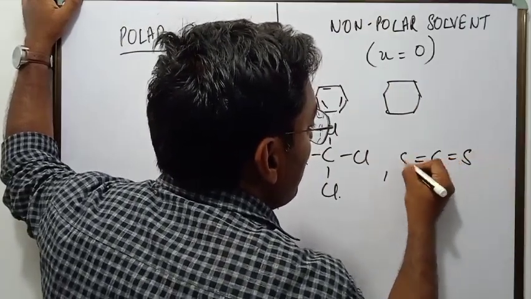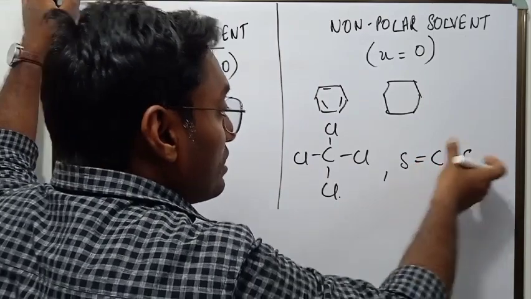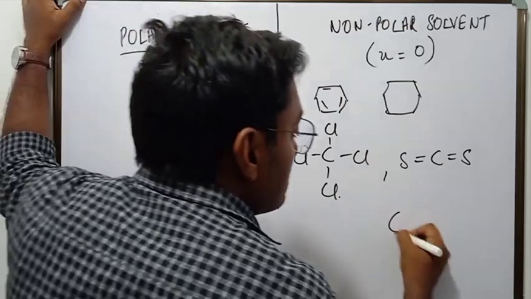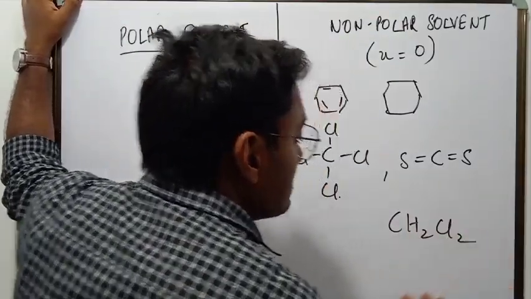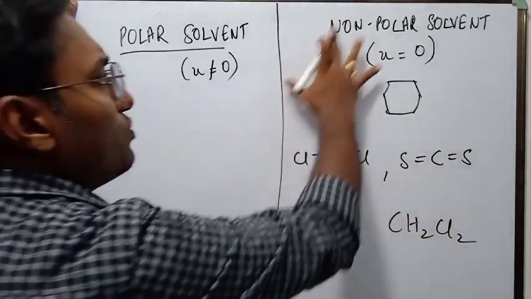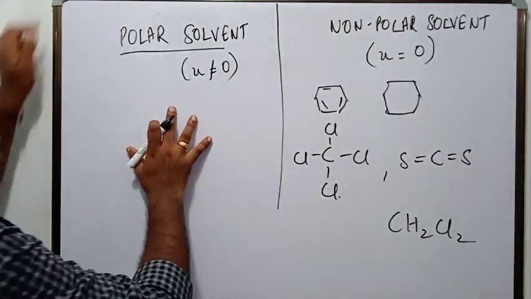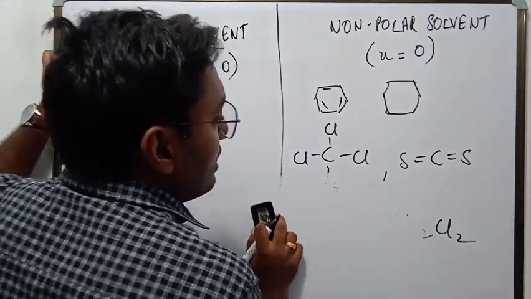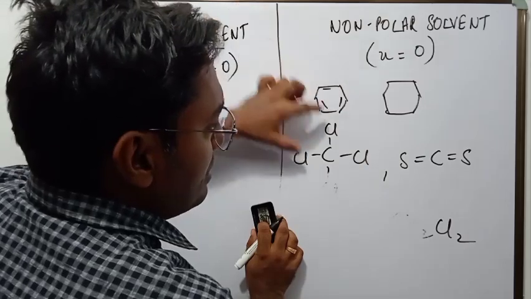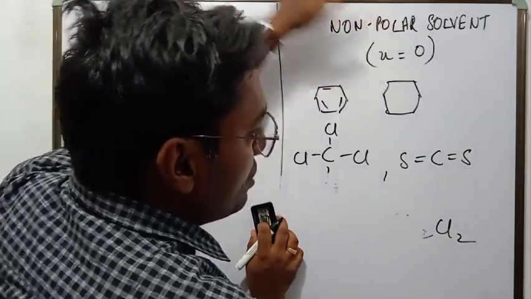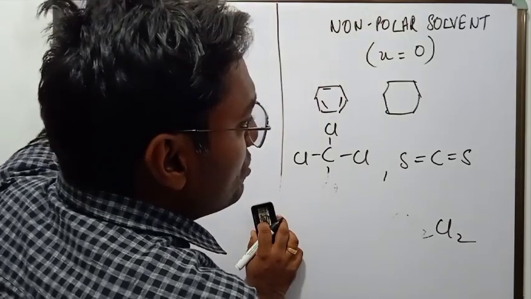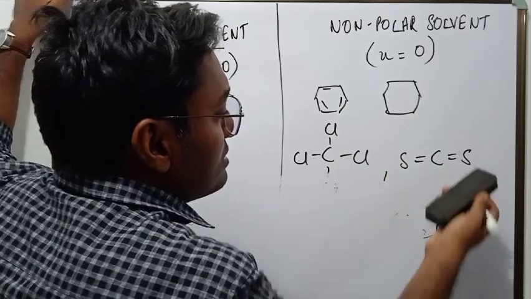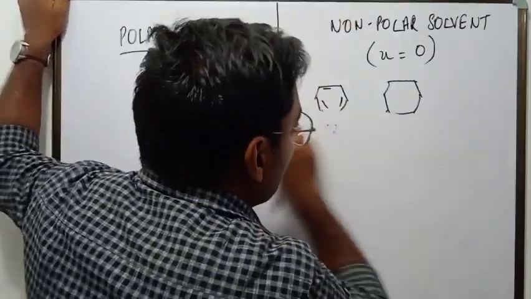CS2 is an example of a non-polar solvent. Here also the total dipole moment is 0 only because one cancels the other. CH2Cl2 is another example. All these are examples of non-polar solvent. Let us now come to polar solvent. As we said in non-polar, there is no charge separation, the total dipole is 0, the dipole moment is 0 because there is no charge separation. We have said some examples: benzene, cyclohexane, CCl4, CS2 and CH2Cl2, dichloromethane.